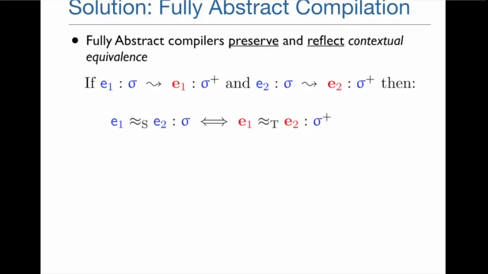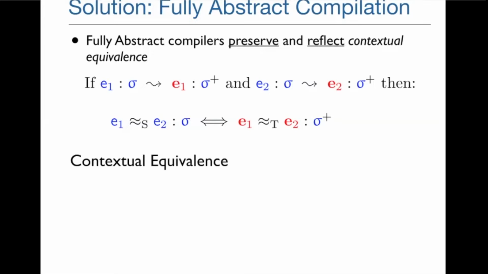So what does full abstraction do? Fully abstract compilers are said to preserve and reflect contextual equivalence. What that means exactly is that reflection means that two non-equivalent source terms don't translate to equivalent target terms, while preservation says that two equivalent source terms translate to equivalent target terms. We see that expressed in the term below. So we have E1 in the source language, type sigma, is translated to E1 in the target language, type sigma plus. E2, also in the source language of type sigma, translates to E2 in the target language of type sigma plus. Then if E1 and E2 are equivalent in the source language, then E1 and E2 in the target language should also be equivalent.